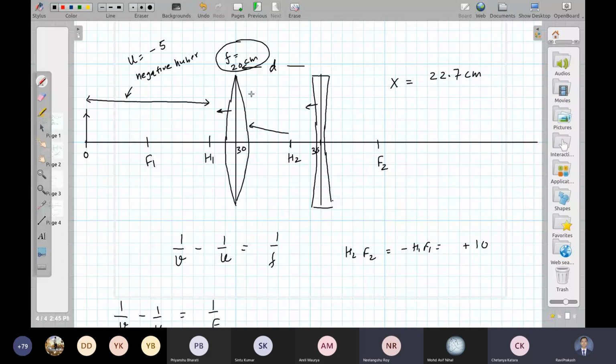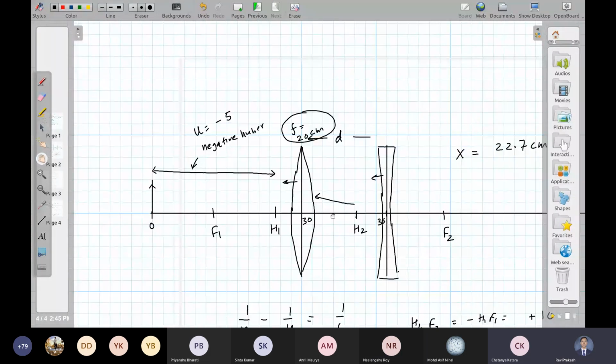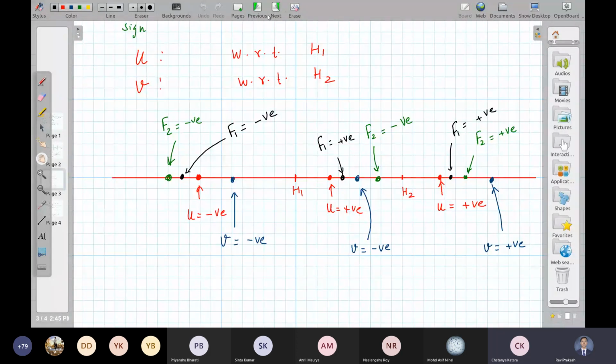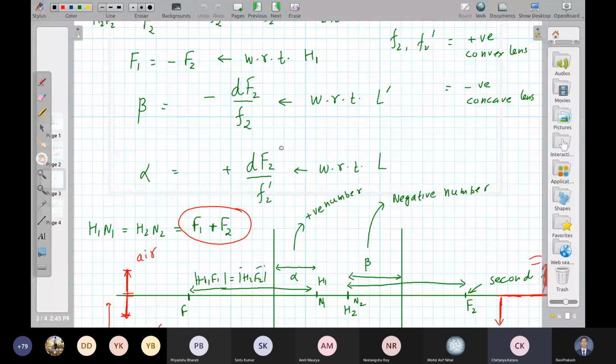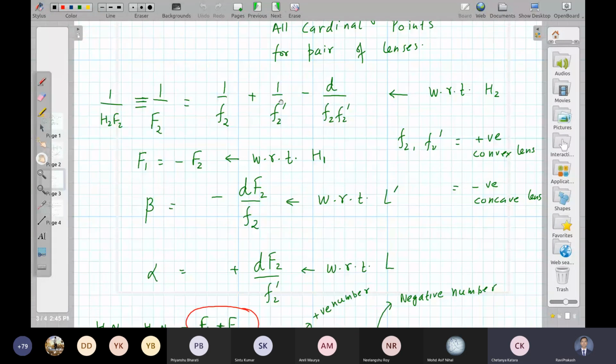Yes, sir. I was asking that if the lens is concave, will the procedure change? No, nothing will change. Whether H1 is on the left or right is determined by the sign of alpha. Let us say you have a concave lens. It simply means that in all these formulas, F2 prime is now a negative number. Small f2 is a positive number. Capital F2, I don't know. Do all this calculation. D is always positive.